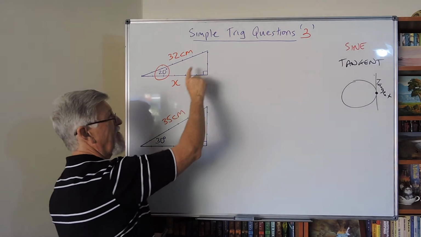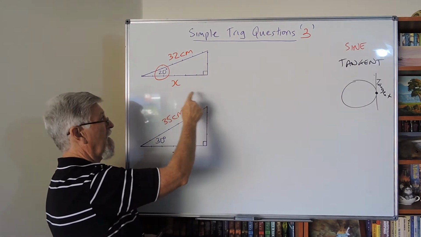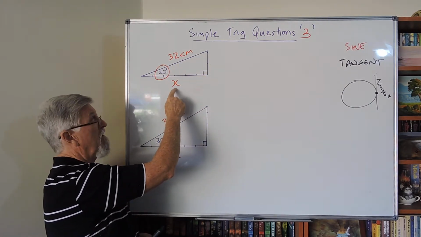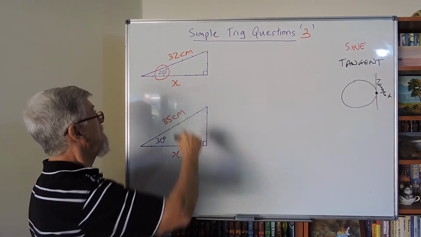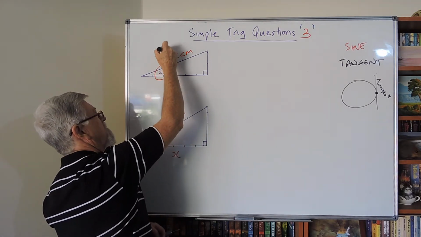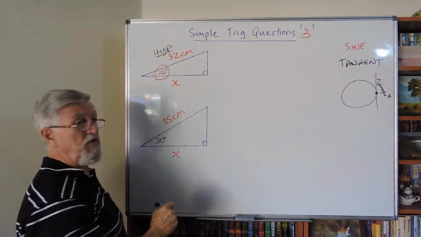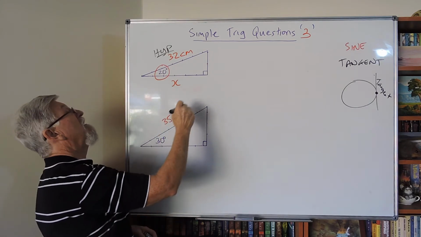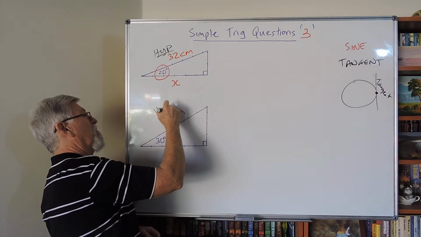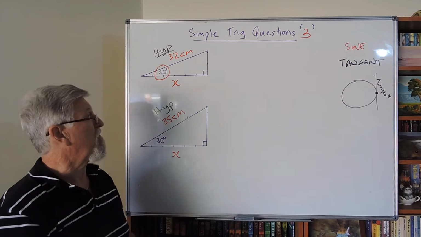And instead of calculating the side over here, we're going to calculate the side over here. Different sides on the triangle. Most people are okay that that's the hypotenuse, and we abbreviate it HYP for hypotenuse. On this one, of course, this will be the hypotenuse as well. So let's have a look at what we've got.